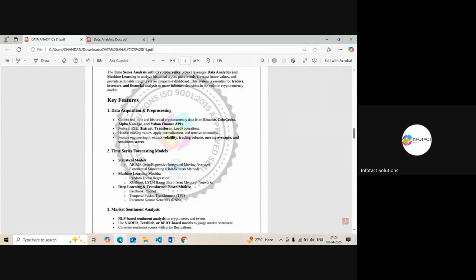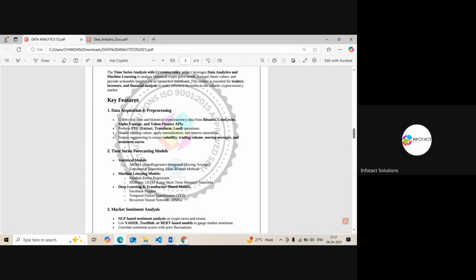What are the features you need to add? Cryptocurrency data collection, data pre-processing and exploration like cleaning and visualization, and time series forecasting models. You can use ARIMA, LSTM, and Prophet models, volatility analysis like the GARCH model, and sentiment analysis on Twitter and news. For the graphical user interface for user interaction, you can use Tkinter or Streamlit. Then real world applications like trading, risk analysis, market insights, etc.